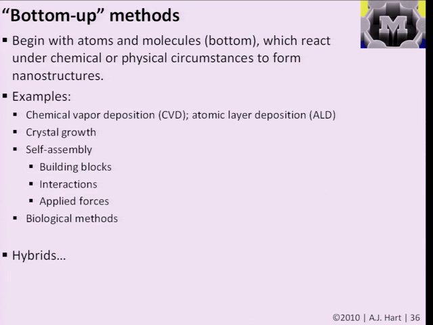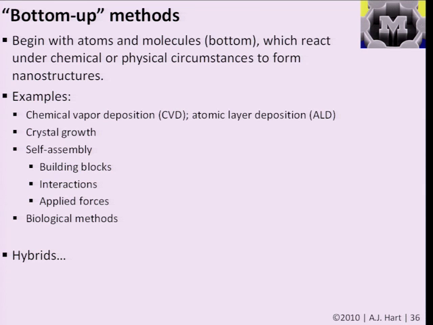So we're almost at the end here. And what we're going to do in the next few weeks is review and learn in depth about bottom-up methods, methods that begin with atoms and molecules and react under chemical or physical circumstances to form nanostructures. Examples of this are chemical vapor deposition, taking chemical compounds from a solution and using it to build a film or to build nanostructures such as nanotubes or nanowires.